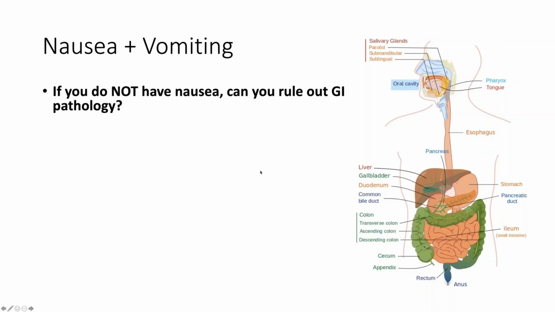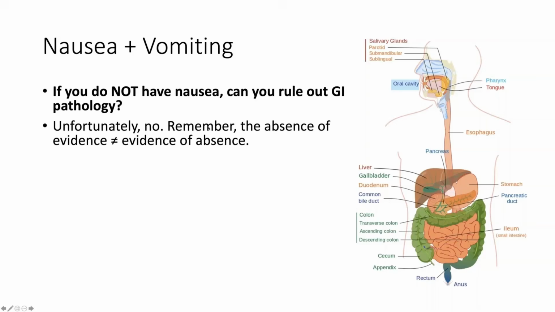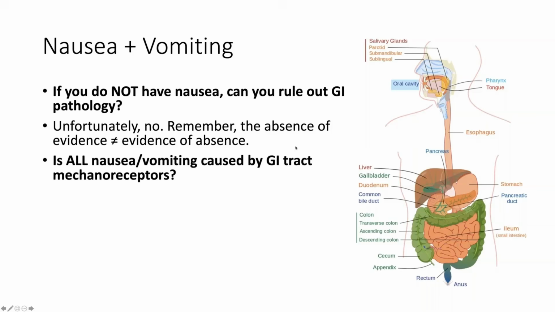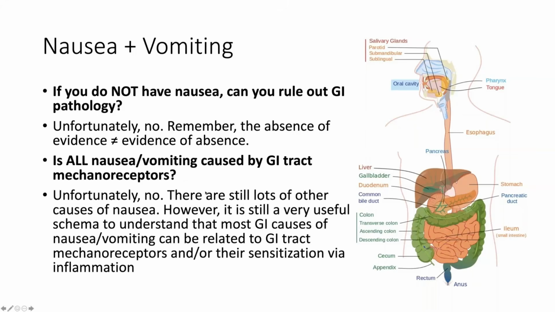So if you do not have nausea, can you say this is definitely not a GI problem? No, unfortunately. It'd be so nice, right? If there was something that was that sensitive, but no. The absence of evidence does not mean the evidence of absence. So unfortunately, no. So is all nausea and vomiting caused by GI tract mechanoreceptors? Can you tie every cause to this mechanism? No, unfortunately. That'd be super nice, but no, you can't.